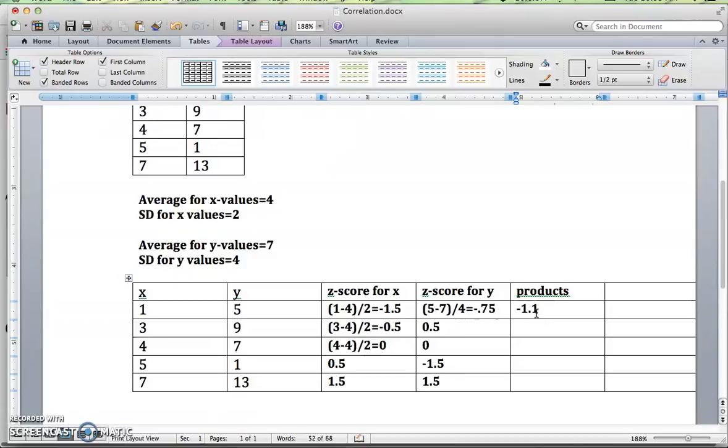Negative 1.125. For this one, you multiply these, you get negative 0.25. For this one, the product is 0. For this one, it's 0.5 times negative 1.5. So that product is negative 0.75. And for this one, it's going to be 2.25. So again, that's 1.5 times 1.5.